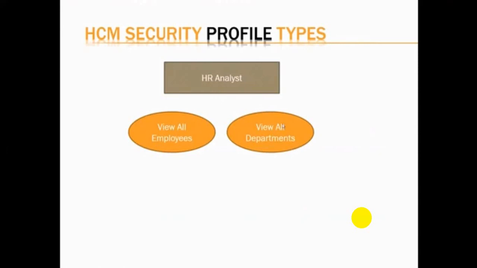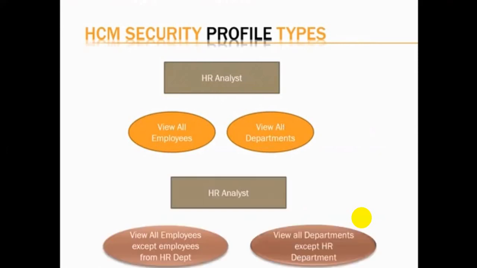So what I wanted to do, I want to create another use case. For the same HR analyst job role, that person should be able to view all the employees except employees from HR department. Also, that HR analyst should be able to view all the departments except HR department. Wherever the HR analyst is searching for the department, HR analyst should not see the HR department, but be able to see all the other departments.